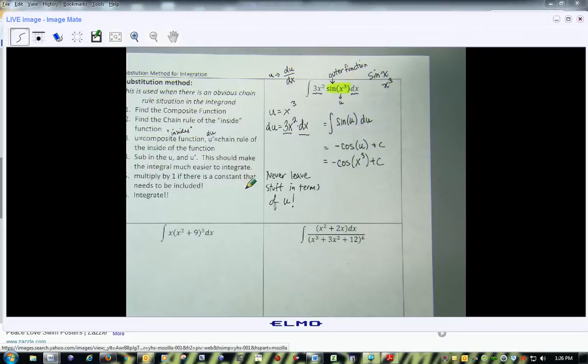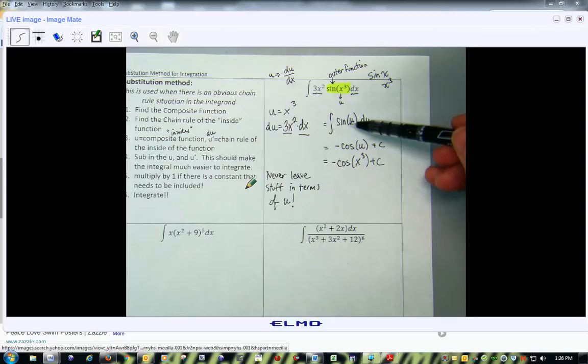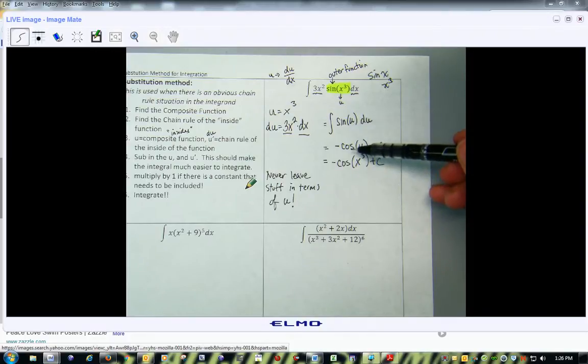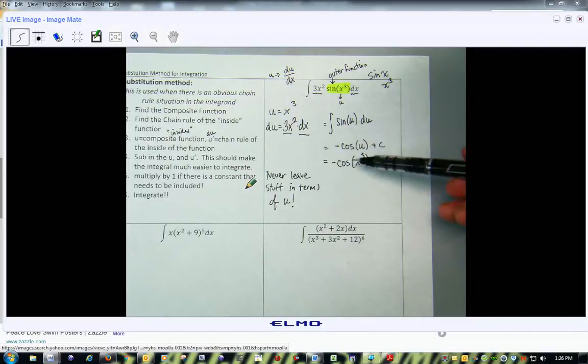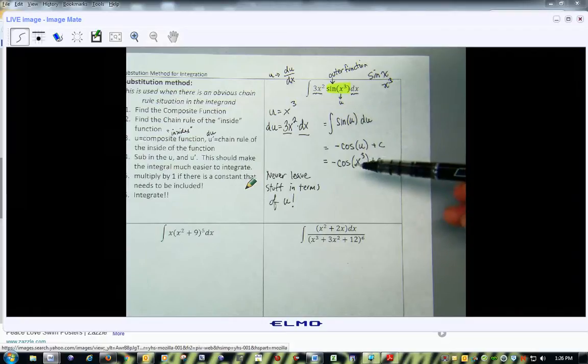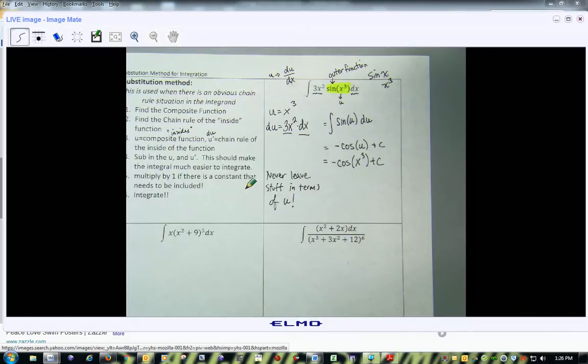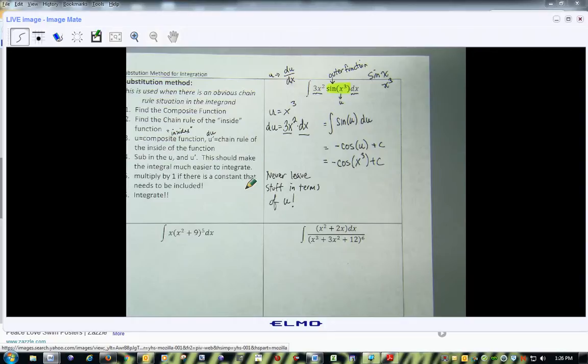Yes, sir? That's the antiderivative of the sine, which is the negative cosine. We integrated it. With sines and cosines, it's a little bit weird, because the derivative of the sine is the cosine, and the derivative of the cosine is the negative sine. So if you take the derivative of the sine, you get the other one. If you take the derivative of the cosine, you get the other one. When you integrate it, you get the other one. So, do you see what we did, though? Oh, no worries.